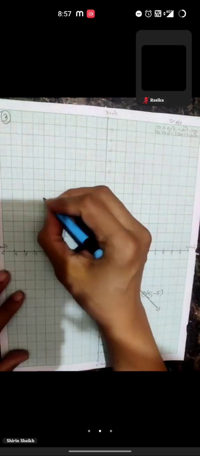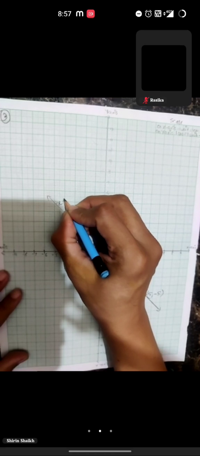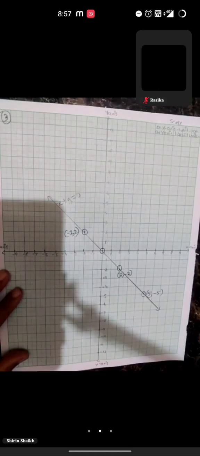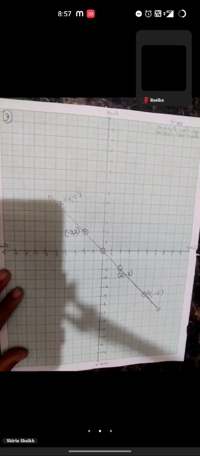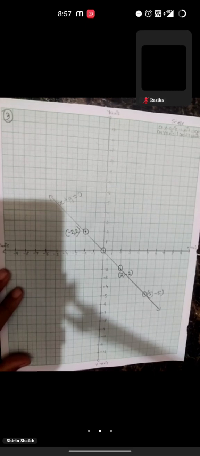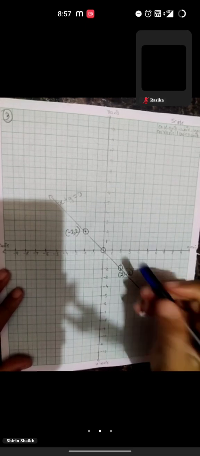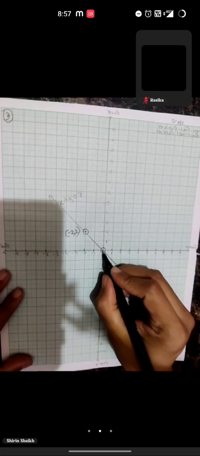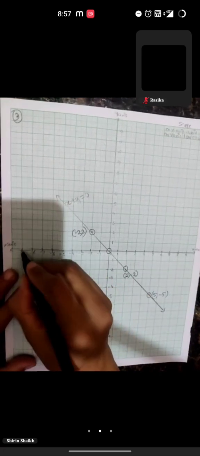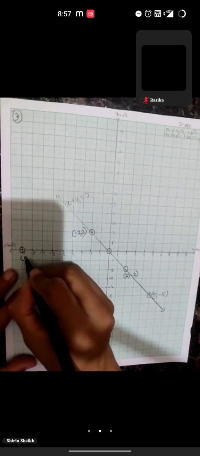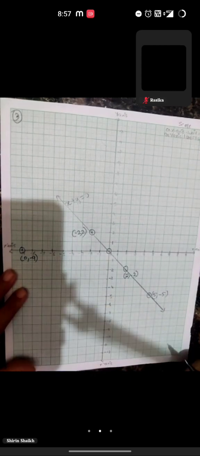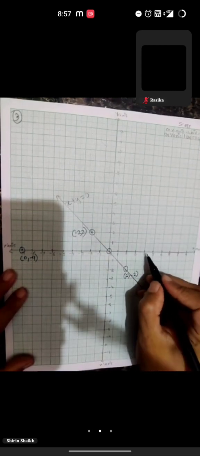And you have to write the equation. What was the equation? X plus y is equals to 0. Done with the first line, we'll go to the second. First it says 0 and minus 9. So this is my first point. 0 and minus 9. Then 4 and minus 1.